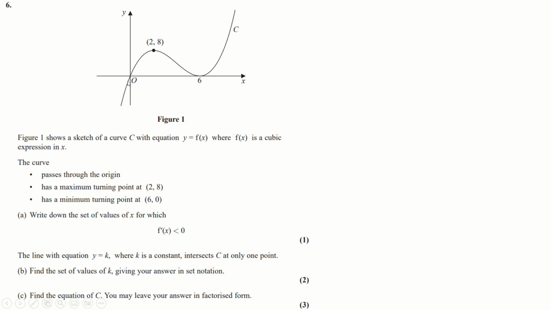Question 6 then, so we've got a curve here, maximum at 2 is 8. It's got a repeated root, which will come in handy later, at 6. And it's a positive cubic, so that's kind of quite cool. Write down the set of values for which f dashed of x is less than 0.